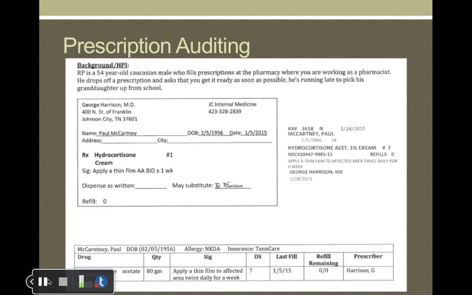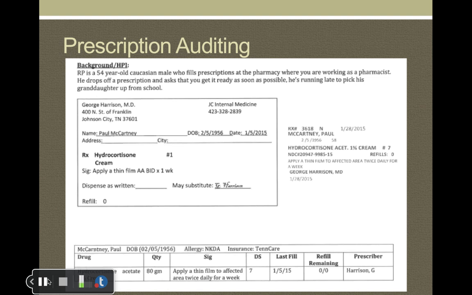So I wanted to provide a few examples for you so you can feel a little bit more comfortable in the lab. So as you can see here, we have Paul McCartney, who is written for hydrocortisone cream, applying a thin film to affected areas twice a day for 1 week, written for a quantity of 1. On the right, you'll see the back label. So we filled with hydrocortisone acetonide, 0.1% cream, 7 grams, applying a thin film to affected area twice daily for a week. When you look at the actual fill record, it shows that we filled for 80 grams.